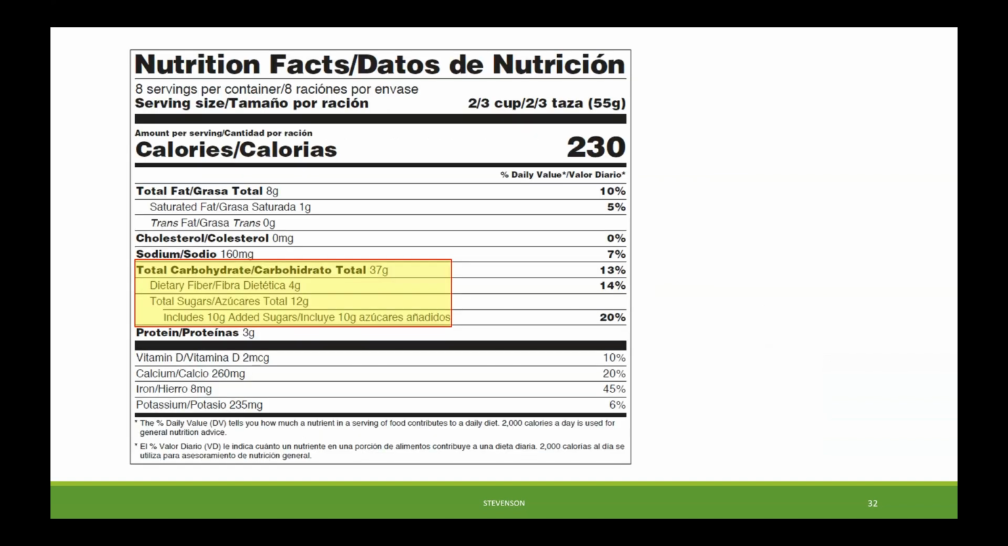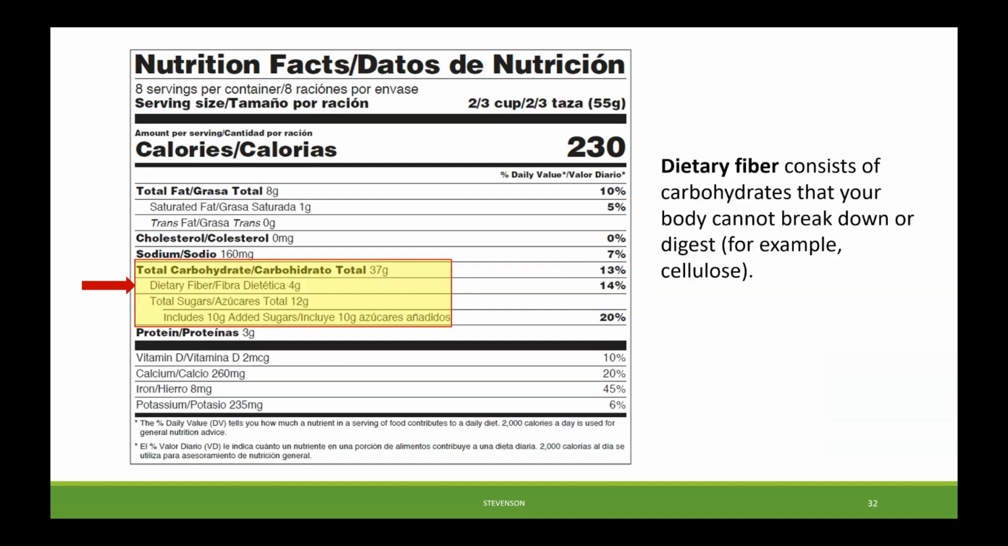Now, before we close the door on carbohydrates completely, it's worthwhile returning to the nutrition label, because on this label, you will see that there's more than just total carbohydrates listed. Underneath the category of total carbohydrates, there are a few other things. So let's talk about what those other things are. One of them is dietary fiber. So dietary fiber consists of carbohydrates that your body cannot break down.